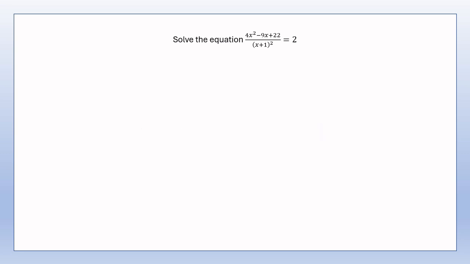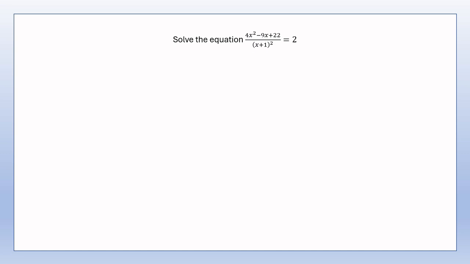Solve the equation 4x squared minus 9x plus 22 over (x plus 1) squared equals 2. So at first glance, this may not look like a quadratic, but we can't always expect our quadratics to come in some nice form. Sometimes we have to do a bit of work to put the equation into a more convenient and workable form. Of course, you have to be prepared to go ahead with an idea, even at the risk of that idea not working out in the end.